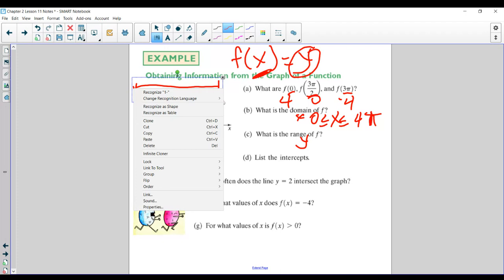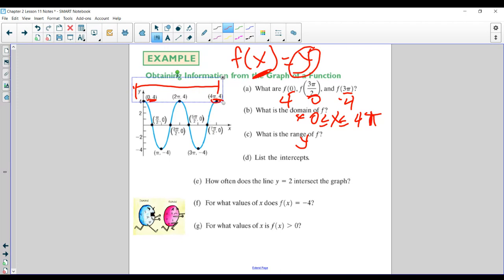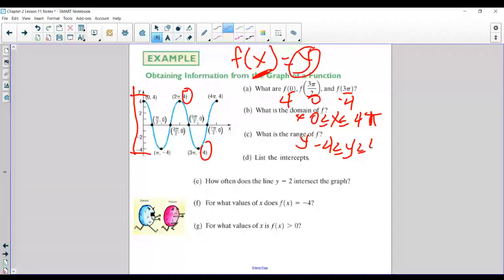For the range, we're going up and down. So now from there to there. My highest is 4, and my lowest is negative 4. Again, because range, we're dealing with y's. So negative 4 is less than or equal to y is less than or equal to positive 4. Okay, so that's how you do domain and range. Domain, left and right, gives the x. Range, up and down, gives the y.